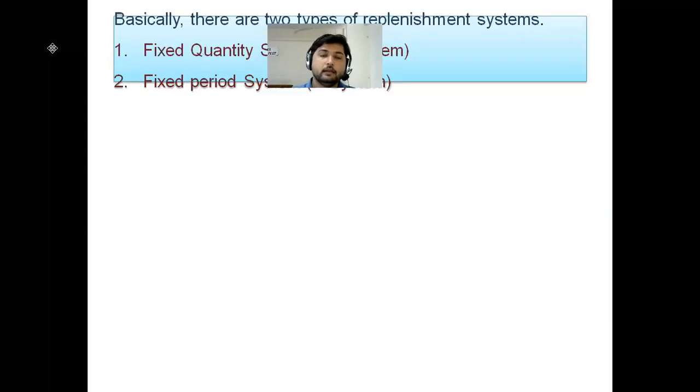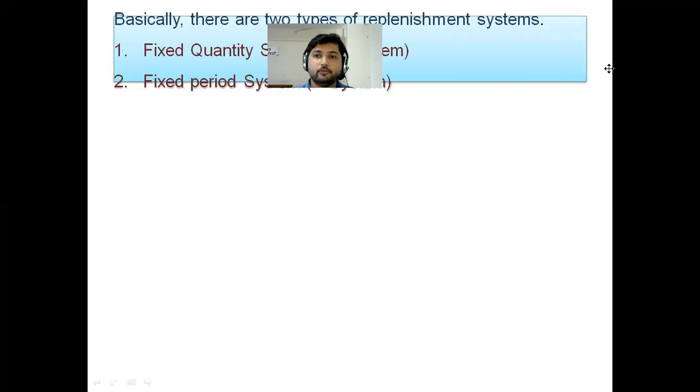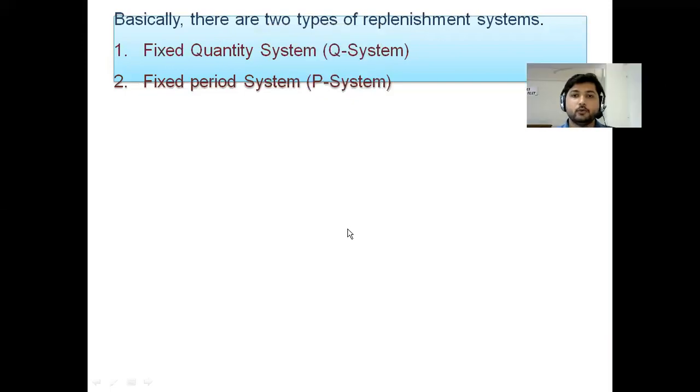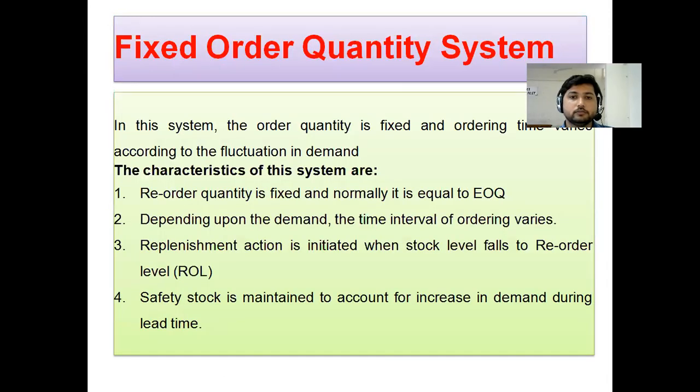Okay. Then basically there are two types of replenishment systems. First one is fixed quantity system, in bracket Q system, and second one is fixed period system, in bracket P system. Q system and P system. Okay, write down the heading as fixed order quantity system.